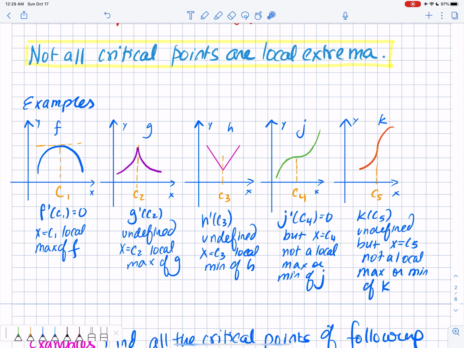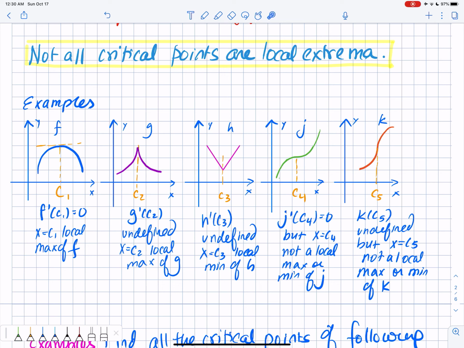All of these are critical points: c1 for f, c2 for g, c3 for h, c4 for j, c5 for k. But we're seeing that a critical point could be a local max or a min, and the critical point could be where the derivative is 0 or undefined, and it could be that the derivative is 0, it's a critical point, but it's not a local max or a local min.